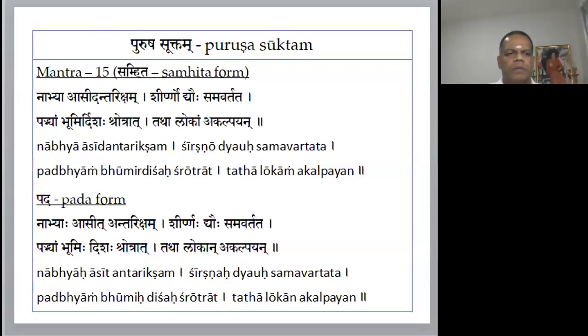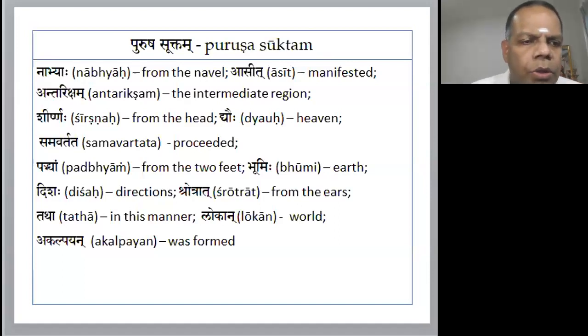We will look at the word to word meaning. So let's look at nabhyaha. Nabhi means navel. So nabhyaha means from the navel. That's the fifth vibhakti or the fifth noun form of the word nabhi. Nabhyaha. Asit. Asit comes from the root word as, that means to manifest or to exist. So from the navel manifested. What manifested?